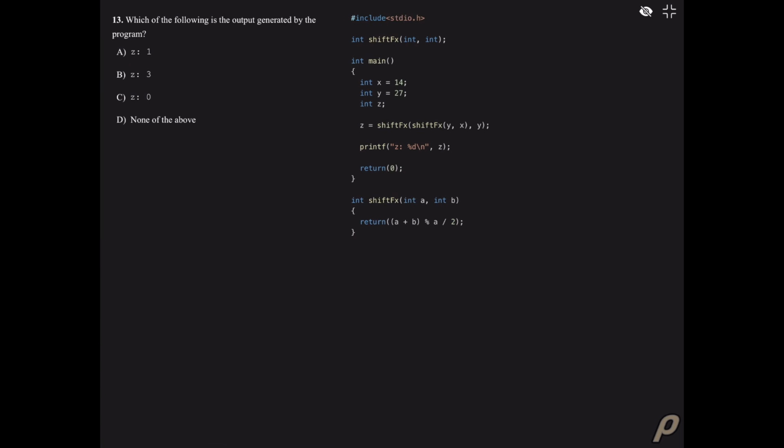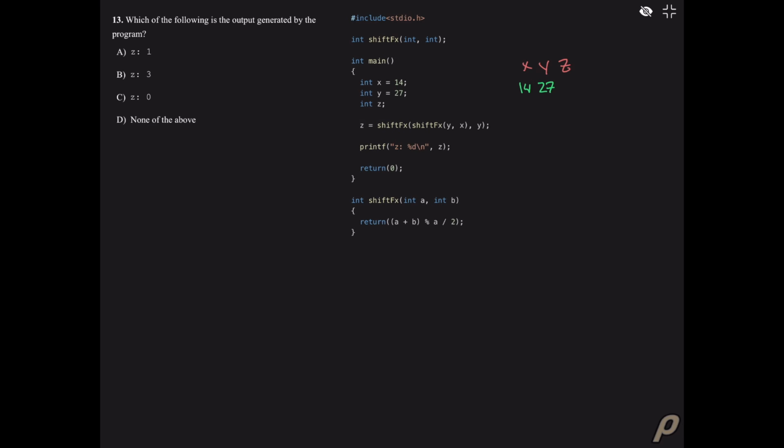Alright, so now we are on question 13. Almost done with some of these coding questions. Just over halfway through this exam. So let's see here. We have just a main function here, and we've got another function. So let's just do our typical tracing of our code here. So we know x is going to be 14, y is going to be 27, and we do not yet know what the value of z is going to be.